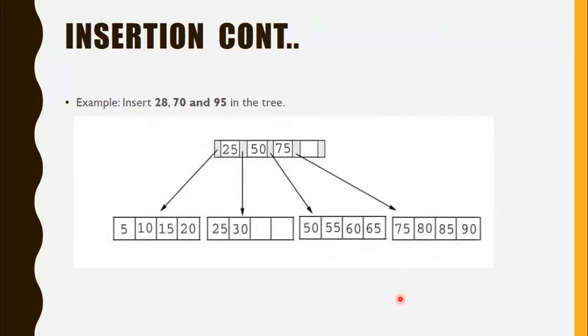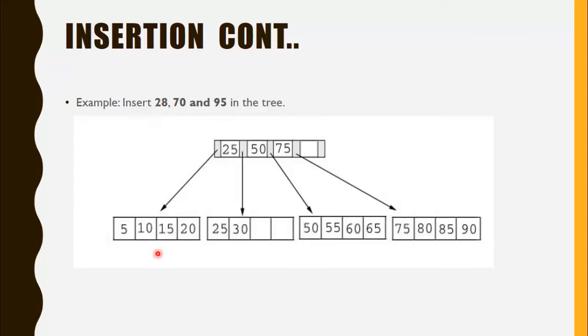So we are going to look at an example with the inserts. We have taken some random tree values, 28, 70, 95, and we're going to illustrate all three values. So how do we insert these three values? First, we're going to look at 28.